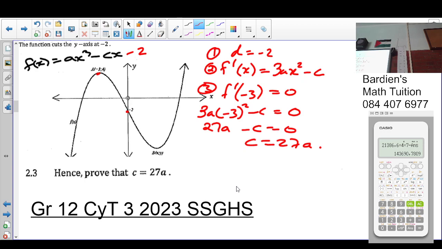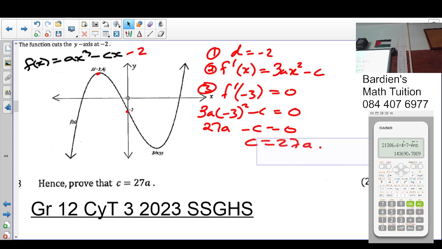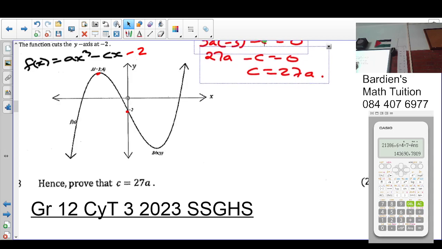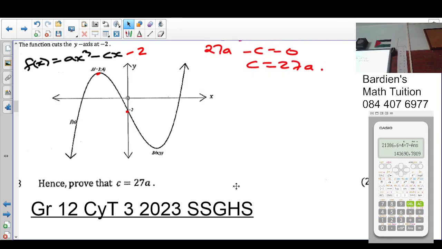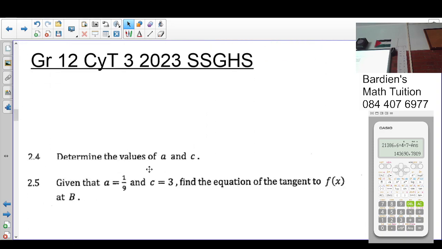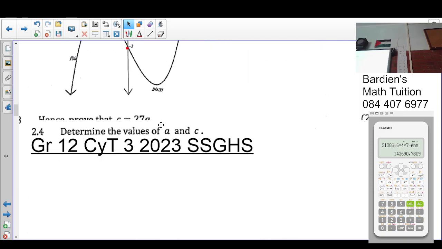So we got that. Alright, I need the space here. Okay, so let's look at question 4. Question 4 says, determine the value of a and c.